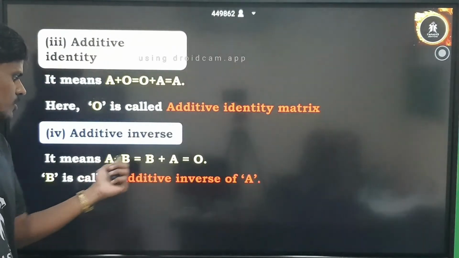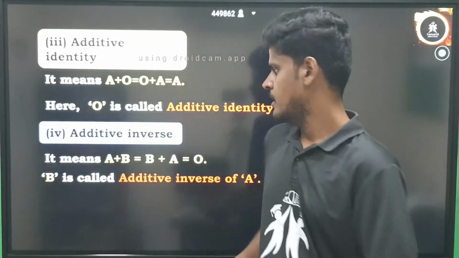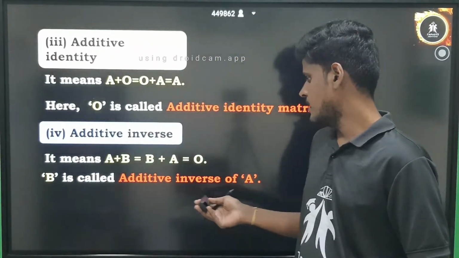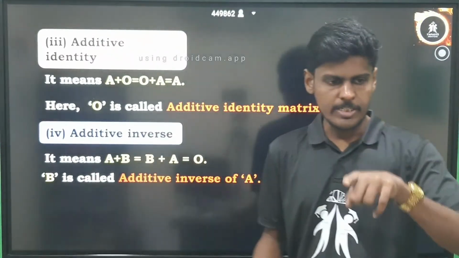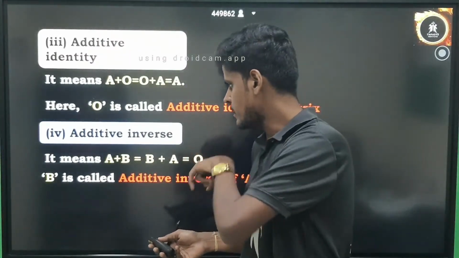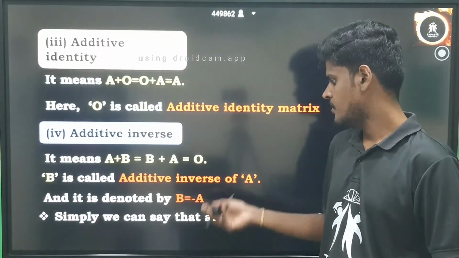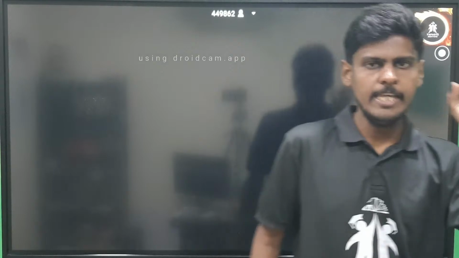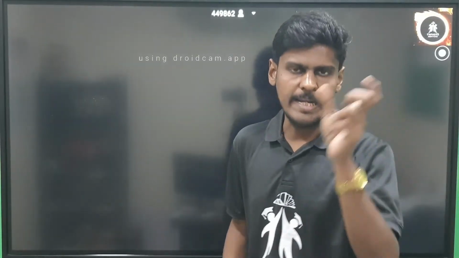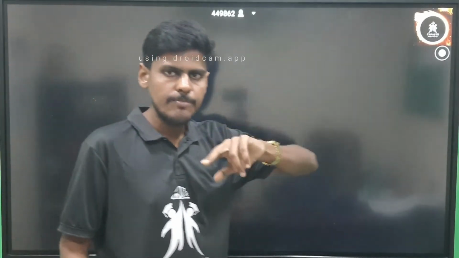That means B is equal to minus A. So the additive inverse of B is minus A, and the additive inverse of A is B. And what is that? A's additive inverse will be minus B, that is nothing but minus A. The additive inverse of A is minus A, because A minus A will give the 0 matrix. So what we had, A plus minus A equal to 0. So minus A is the additive inverse of A, and A is the additive inverse of minus A.